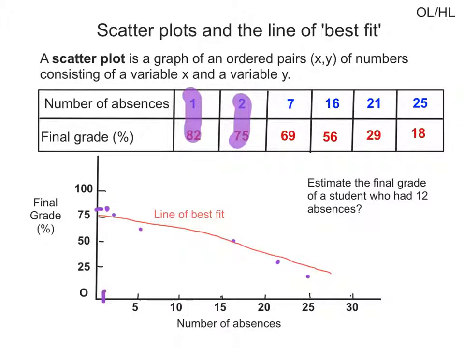A question might be, estimate the final grade of a student who had 12 absences. To do this, we go to the x-axis, which is the number of absences, as we know they had 12 absences. And we find 12, and we draw a line straight up. Once we hit the line of best fit, we draw a line linking this to the y-axis. This gives us an estimated final grade of 55.